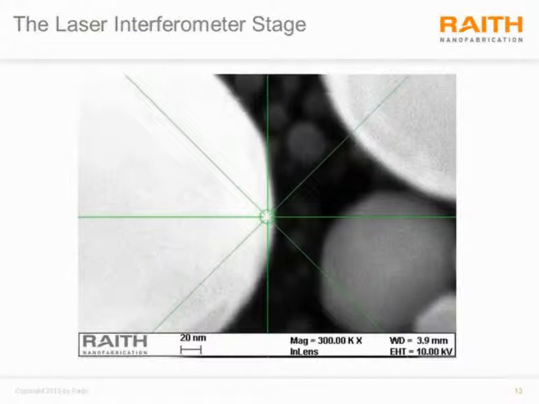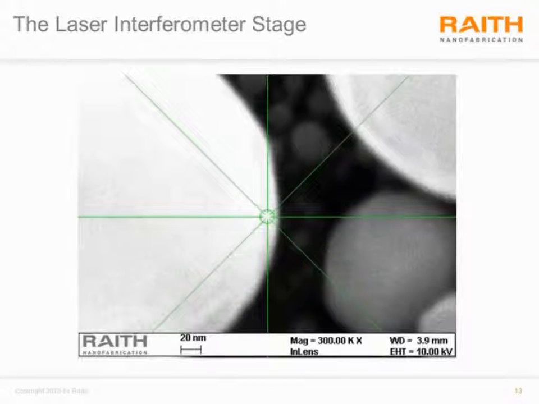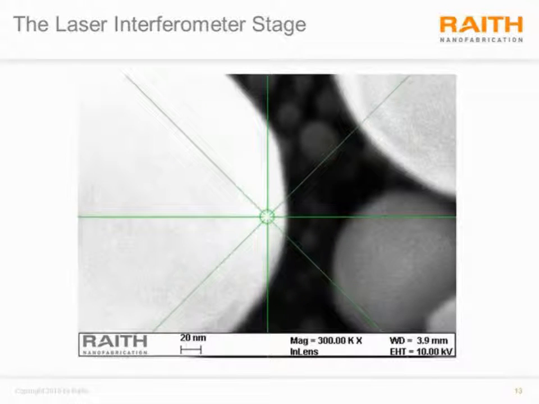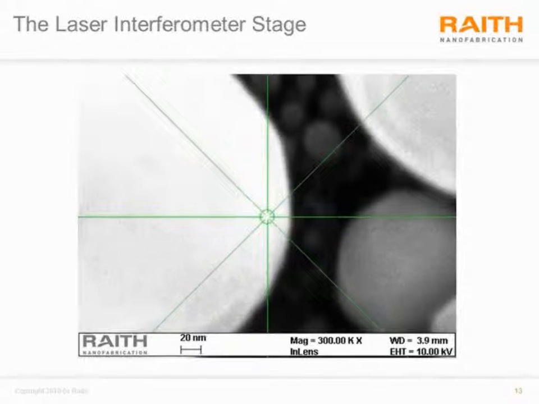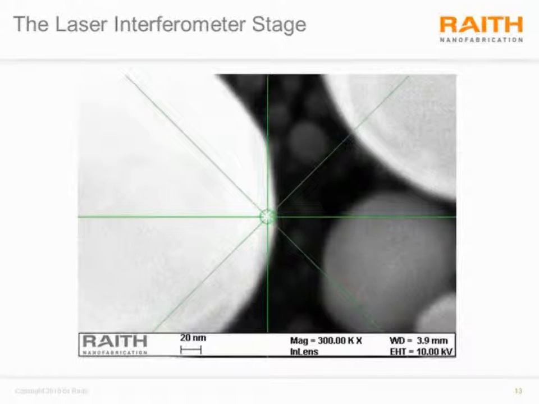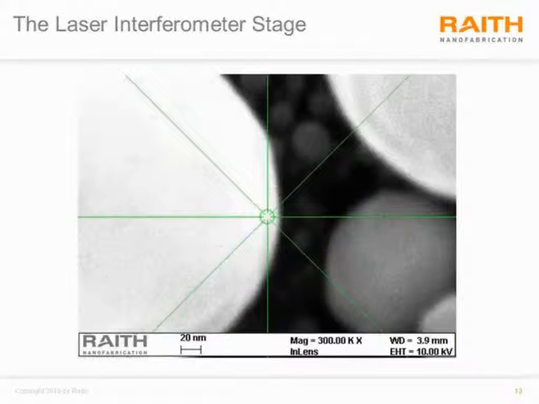So having a closer look now at the laser interferometer stage, here we have a 300,000x magnification video being recorded that shows a tin on carbon sample. This tin ball is being moved to the right by the user depressing the joystick on the chip scanner. And essentially, what you can see here is very precise and stable motion underneath the field of view of the scanning electron microscope.